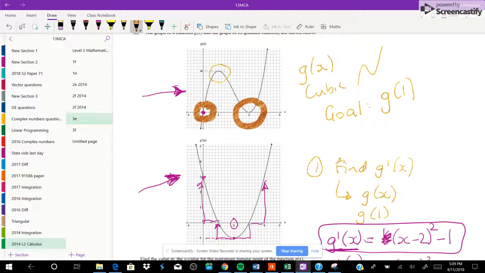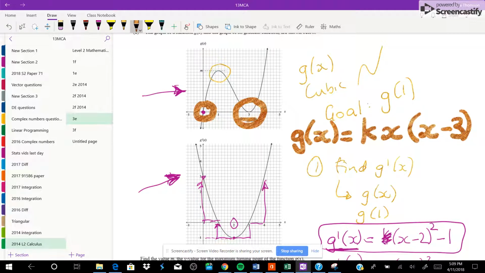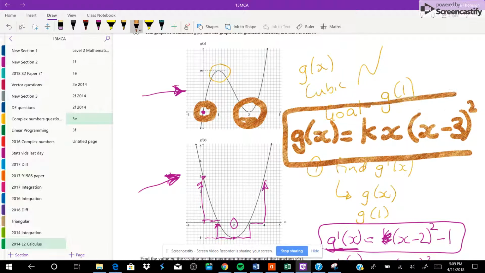So that means the functional form of that cubic is just like doing factorized form with a quadratic, only with a cubic, it is going to be this. G of x is going to be equal to some scale factor that we have to check times x, and we've got a repeated root at 3 because it's just bouncing on the axis. So if you're confident with cubics, you can go straight to writing the form of a cubic here. Now we're still going to have to differentiate, but we're starting from a different point.